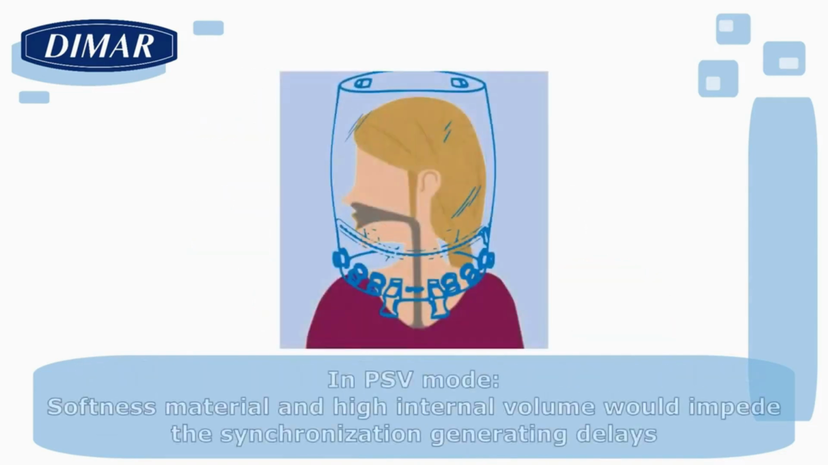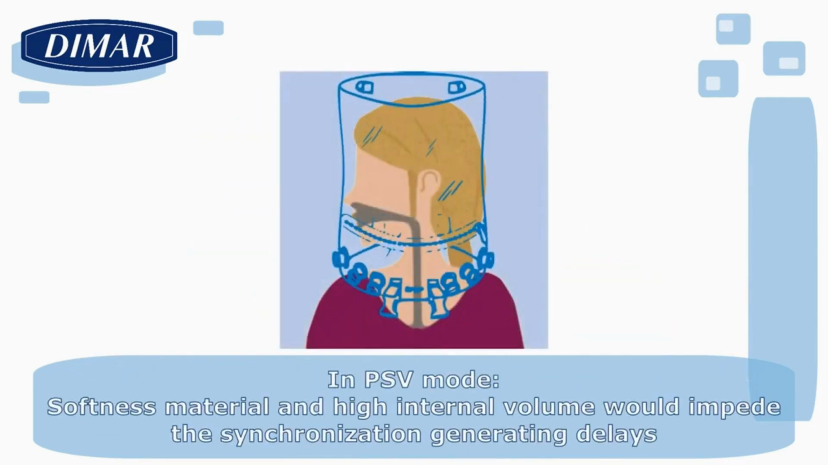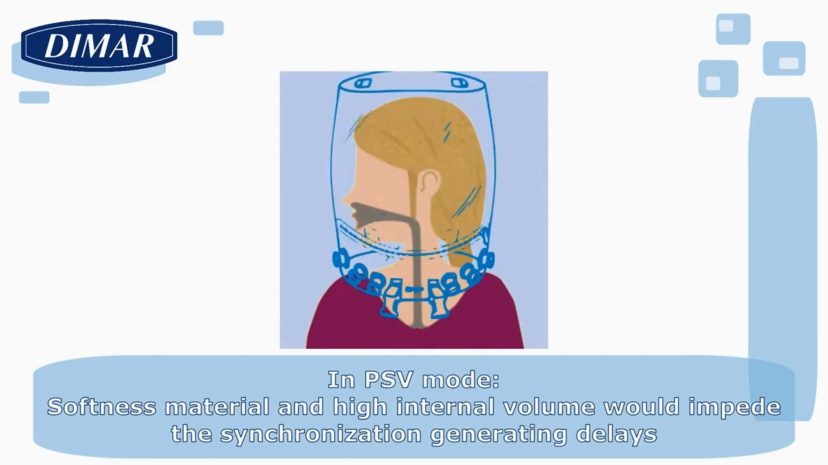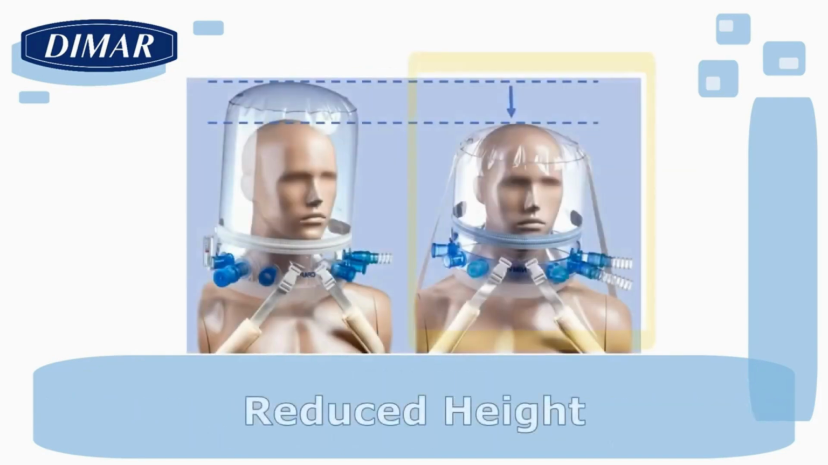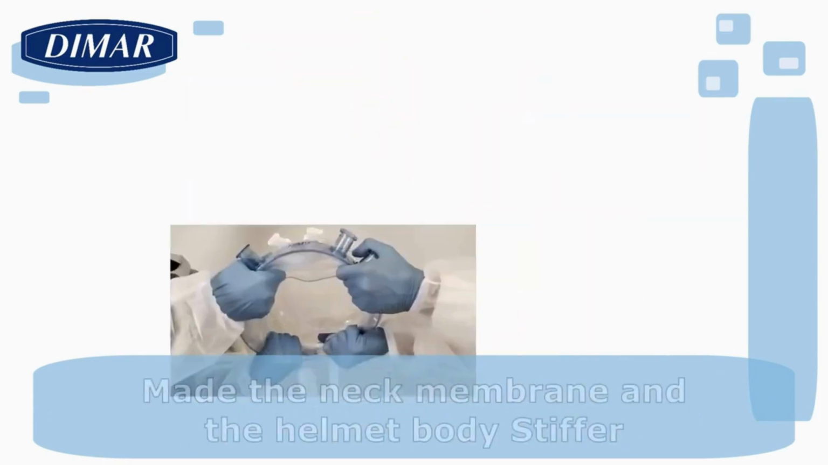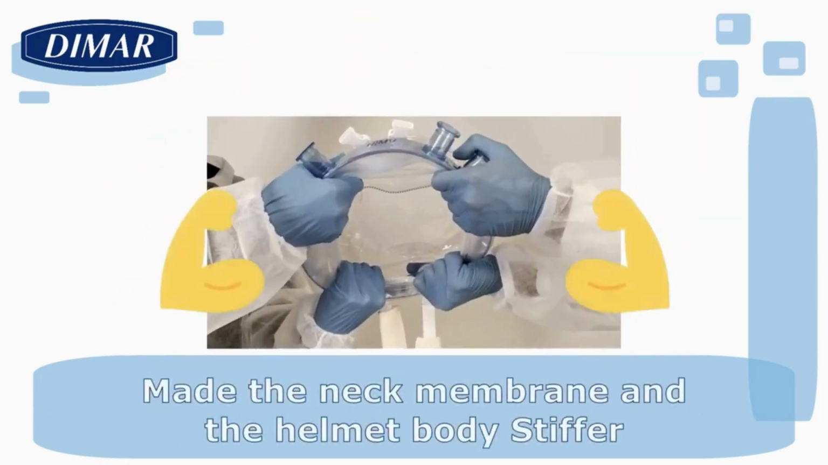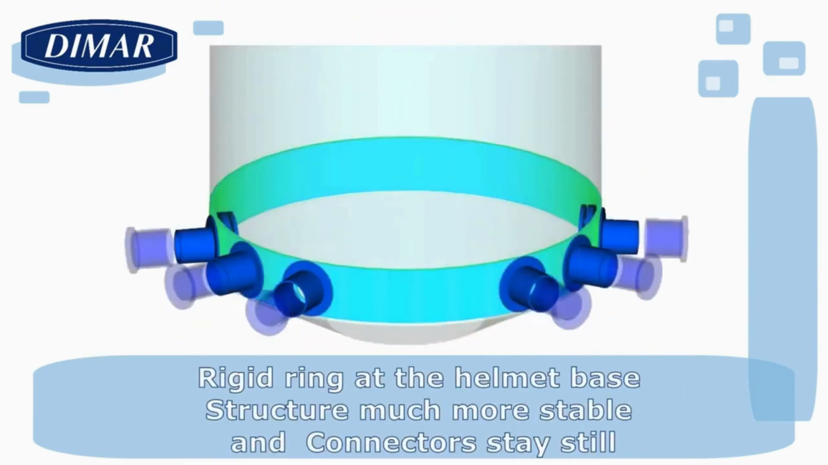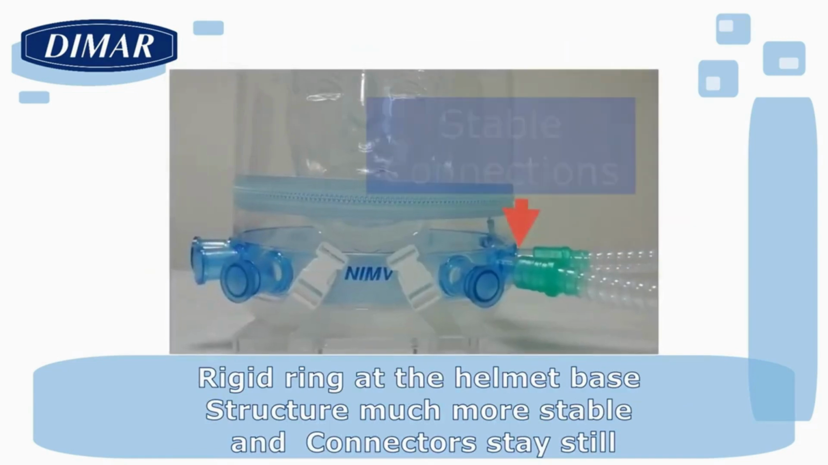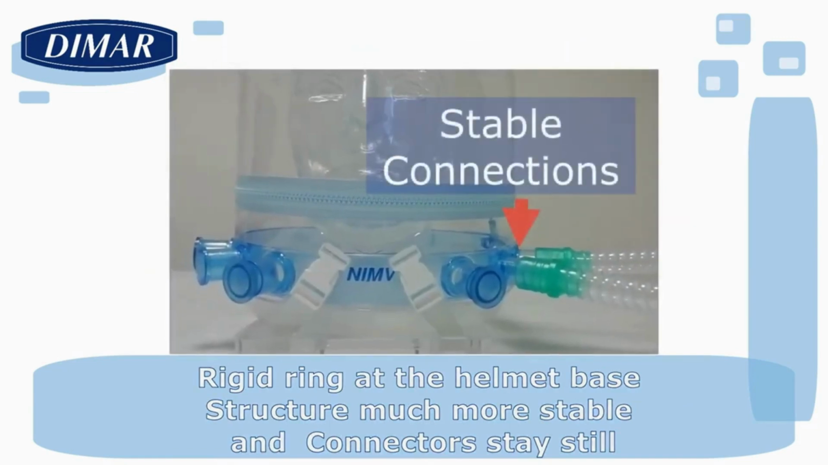In PSV mode the softness and high internal volume would impede the synchronization, generating delays and misleading the ventilator. So we reduced the height. Made the neck membrane and the helmet body stiffer. And, very important, we included a rigid ring at the helmet base which is intended to make the whole structure much more stable and make the connector stay still.